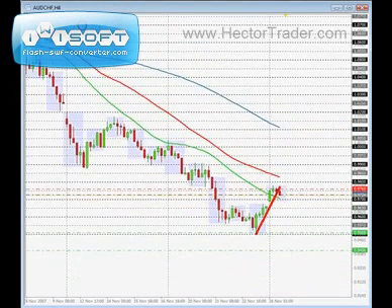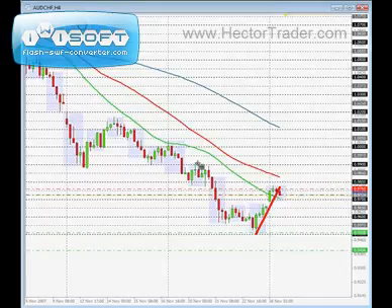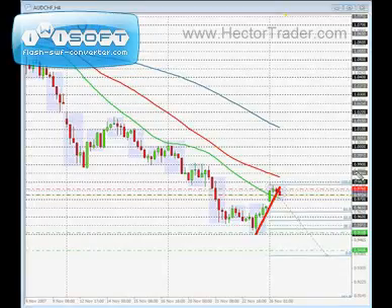And then, well, shooting for the full projection of this swing, added to the tip of the retracement. It gets me all the way down to this area. As usual, I exit a few pips before hitting that full projection.